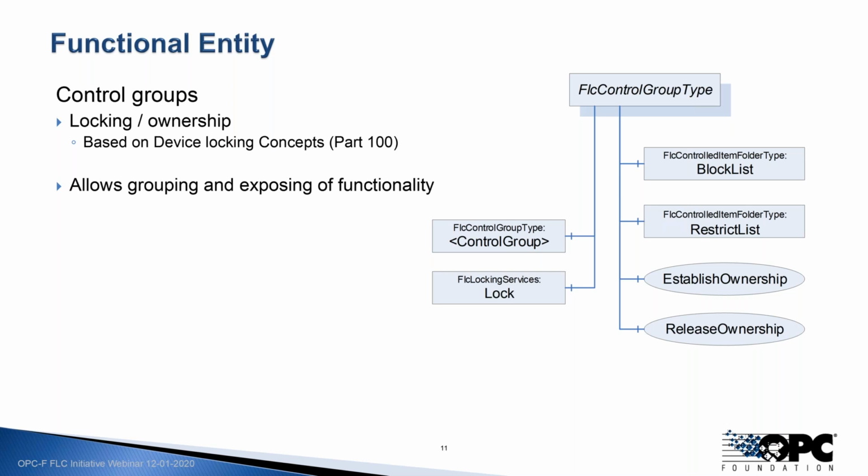I can have a motor controller, let's say. I can run the motor controller in two manners. I can have it be torque control or speed control. The controller supports both. Depending on how somebody wants to use it, I can pick one. So I'd have different control groups for that. I have a torque control and a speed control.